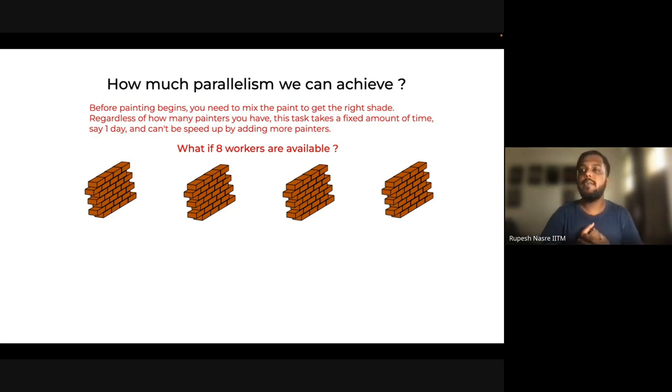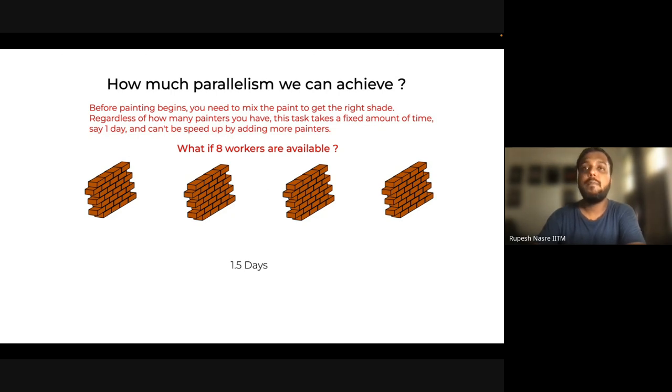So if 8 workers are available, how many days will it take to paint all the 4 walls, given that 1 day is needed for mixing the paint to get the right shade? Exactly, a day and a half. 1 day is covered by mixing the right shade, and for now we have to paint 4 walls, we have 8 workers. So how many days will it take? 4/8, which is half. So a day and a half, right? So 1.5 days.